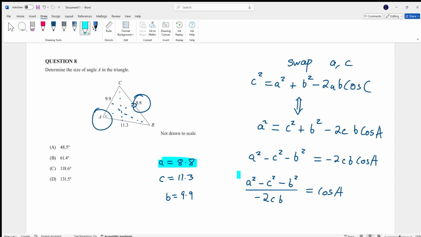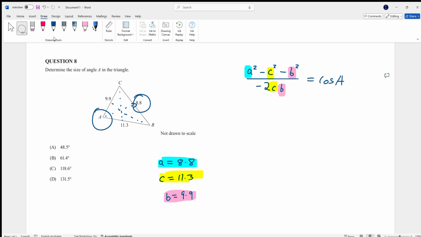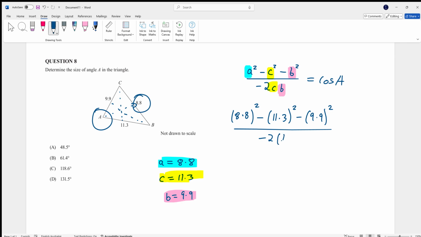Then I would actually just start putting in all the values. Wherever these guys appear, replace that in there, and we'd actually calculate what this is going to give us. Now I'm going to move this out the way because we're going to run out of room otherwise, and move this guy up there. So in your calculator you'll be putting in 8.8 squared minus 11.3 squared minus 9.9 squared over negative 2 times 11.3 times 9.9. Okay, so we'll just do that very quickly.